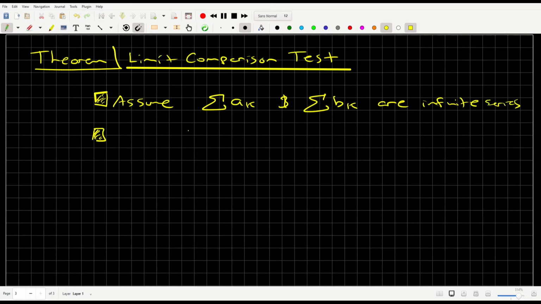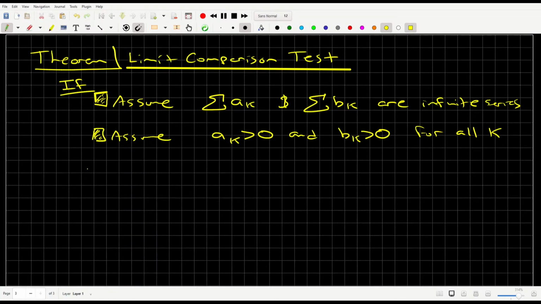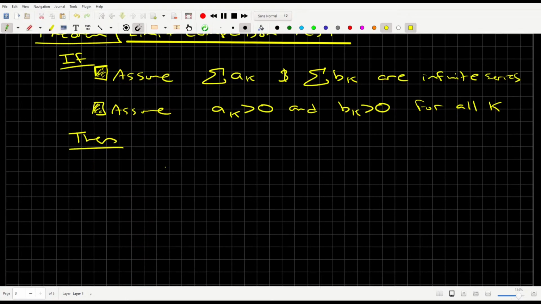And we're going to assume that all of the a_k are positive and all of the b_k are positive, for all terms in each one of these series. So if these two assumptions are true, then we actually have three conclusions.